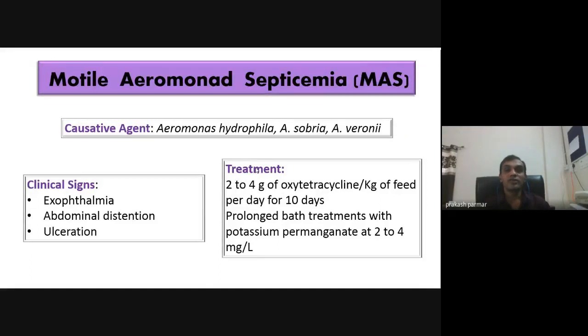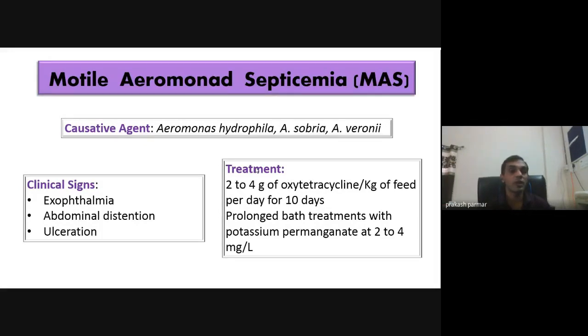Then Aeromonas hydrophila complex, that is Aeromonas hydrophila, Aeromonas sobria, or Aeromonas veronii, is causing the disease in fishes. They are known as motile Aeromonas septicemia. These are motile bacteria, that's why the name is given as motile Aeromonas septicemia, and it may occur due to all three of these pathogens, or it may be any one. And again, it is known as Aeromonas hydrophila complex because the identification of these three is very, very difficult.